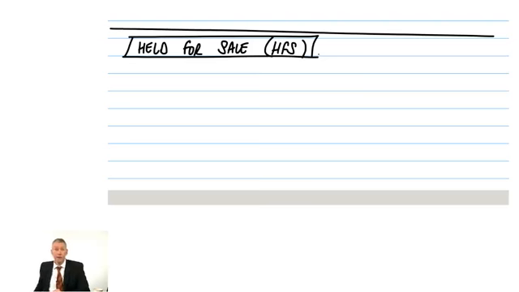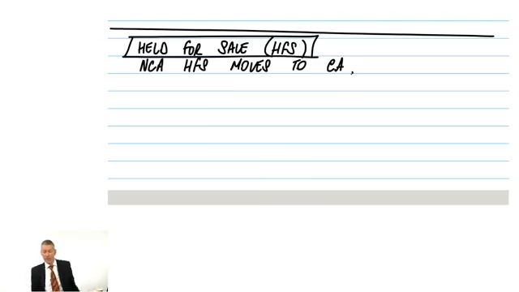Held for Sale looks really nice as an alphabet soup. See what you think of this. Cute, eh? That's it. That's the subject of held for sale. NCA, HFS moves to CA. What does HFS mean? Of course, that's held for sale. What's NCA? Non-current assets. So by implication, CA is current assets.